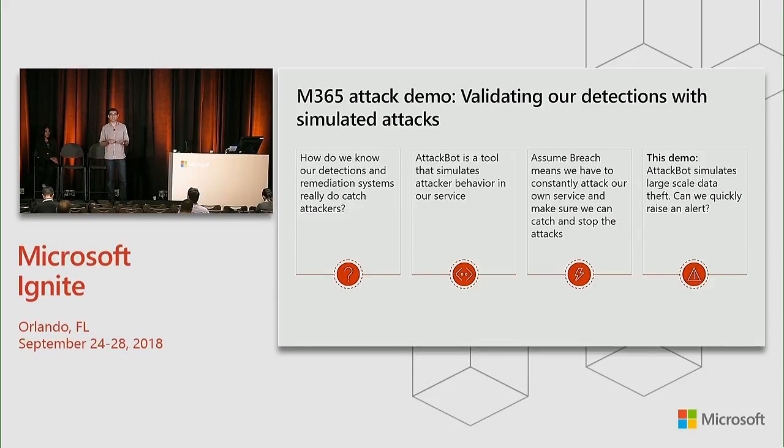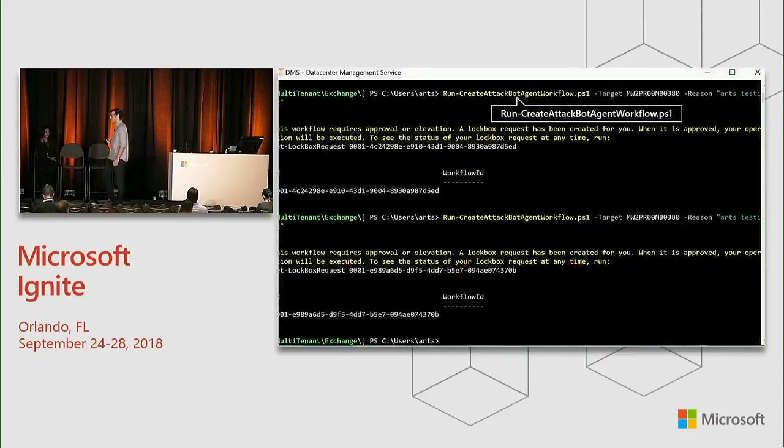Now, Raji referenced AttackBot, so what I'll be talking about now is how we actually use AttackBot to do that kind of validation, to show that our detection systems really are functioning, and they're catching real attacks, and they're raising alerts for real attacks, and they're allowing us to remediate those real attacks. All right, so with this demo, we're going to show you how we actually can trigger an AttackBot run and what happens next.